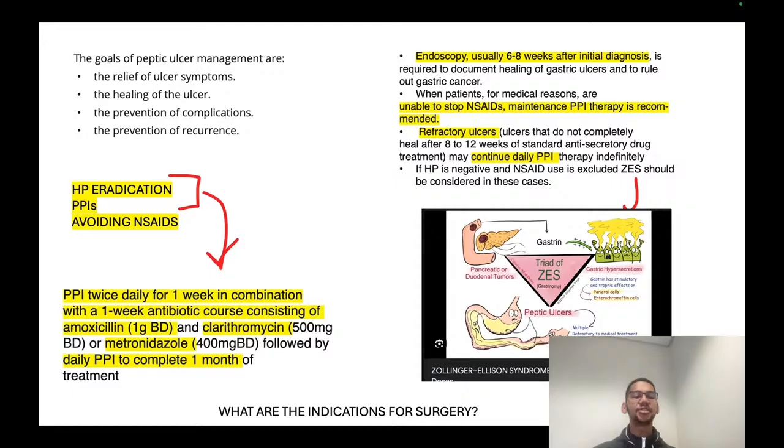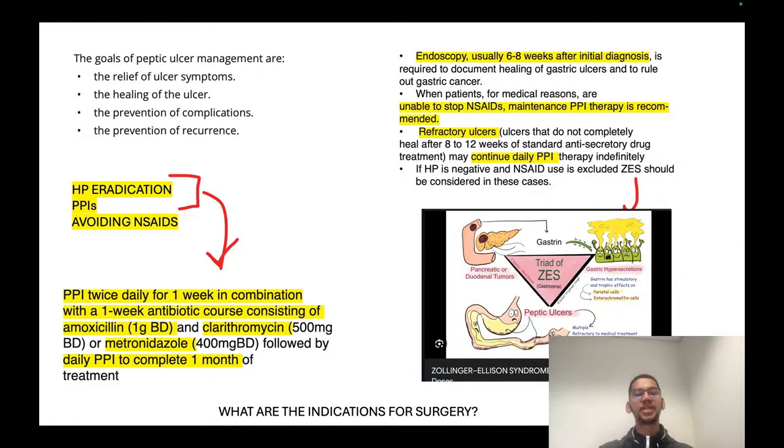Right, that's the mainstay. So, for H. pylori eradication, you need to have a PPI, lansoprazole or pantoprazole, twice daily for 1 week, in combination with a 1 week antibiotic course consisting of amoxicillin, 1 gram twice daily, or clarithromycin and metronidazole, followed by daily PPI to complete 1 month of treatment.